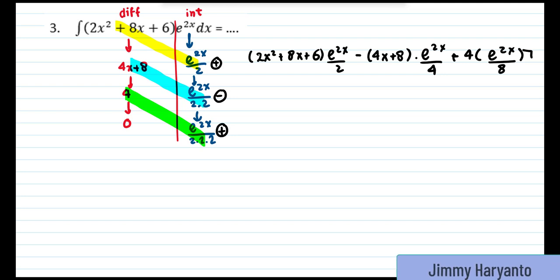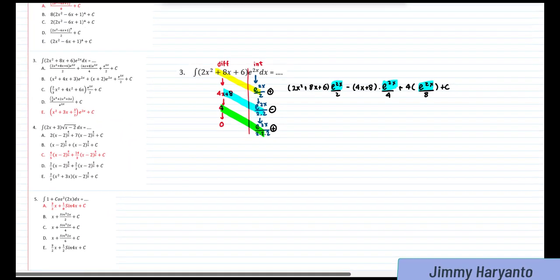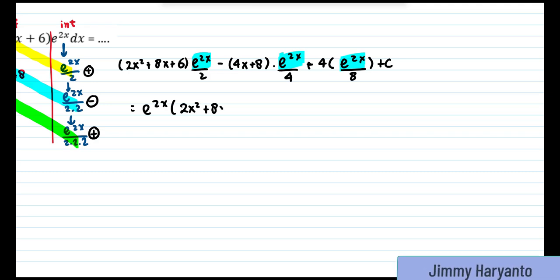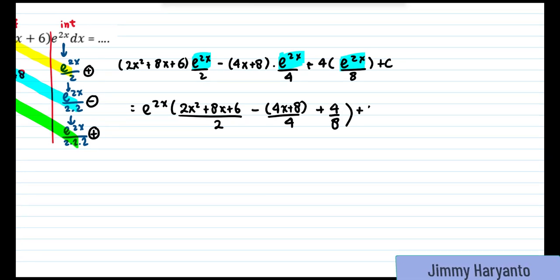Okay, so this is the answer, but as you can see, there is no such thing in the options that represents this one. That means we have to do something. To solve it, I want to factorize e to the power of 2x. Let me check the answer. Okay, just factorize that one, yeah. So you'll have e to the power of 2x times 2x squared plus 8x plus 6 over 2, and then minus 4x plus 8 over 4, and then plus 4 over 8, like this.